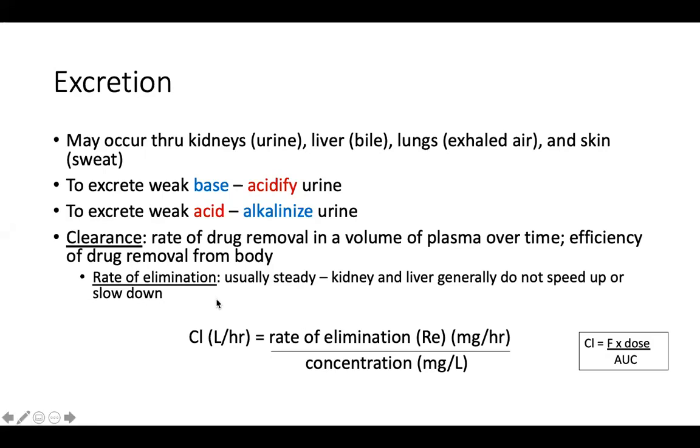It's usually steady. The kidney and liver usually don't speed up or slow down, and that's a note that was made in the RX prep book as well. I think I wanted to add, renal is the primary route, and this can be increased by adjusting the acidity of urine.